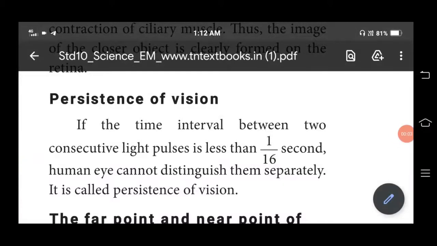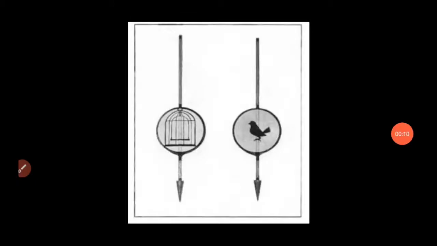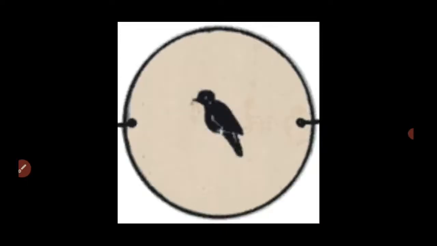Students, our next topic is persistence of vision. In this card there is a cage and a parrot. Now if I revolve it very fast, the parrot appears to be in the cage. See, like this. Now why does it happen? Because of a phenomenon called persistence of vision.